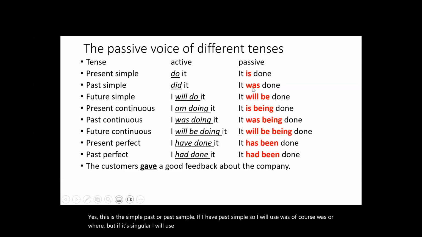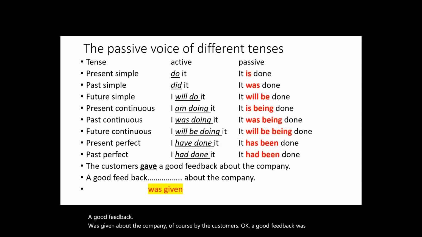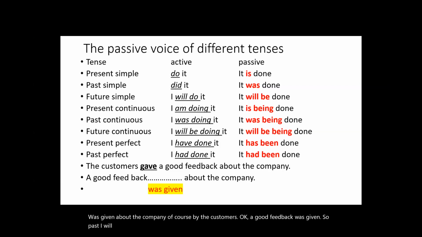طبعا لو مفرد هستخدم was، لو جمع هستخدم were. It was done. Here, of course, the verb في الباست gave هنحولها a good feedback was given about the company, of course, by the customers. Okay, a good feedback was given. So past, I will use was and were. Okay, is that clear?